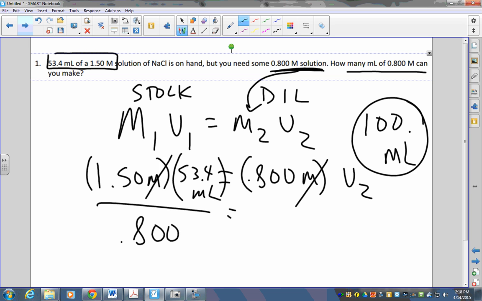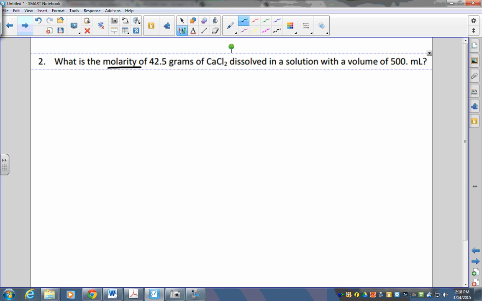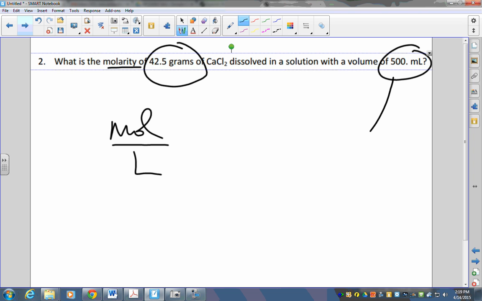2, what is molarity? Well, molarity is moles over liters. I check. That's grams, so that's not in moles, and that's milliliters. That's an easy fix. So I just changed it to 0.500 liters on the bottom.